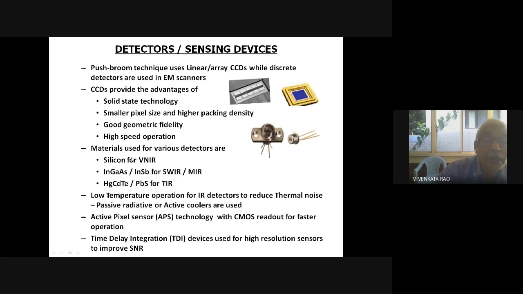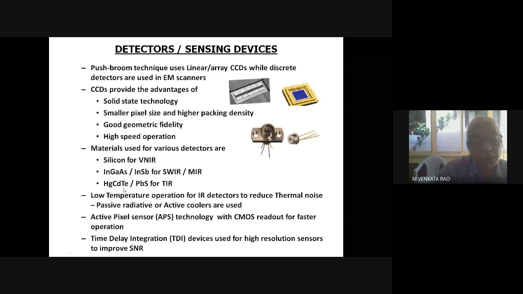Basically, this is important: the materials we use for making these detectors. Silicon is used for most of the visible, for all our normal cameras. For infrared, indium gallium arsenide and indium antimonide are used for short wave infrared. And for thermal infrared, mercury cadmium telluride and lead sulfide. These are all the materials used.